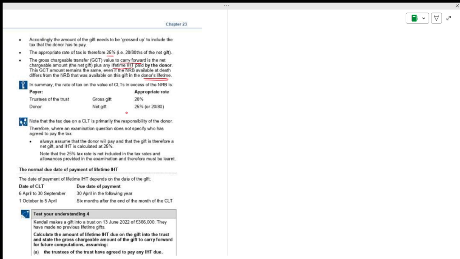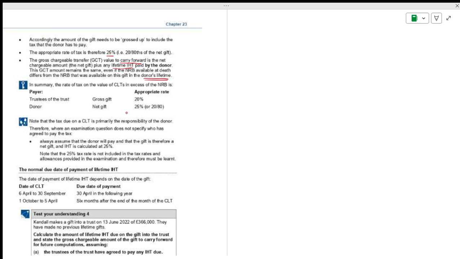Note that the tax due on the CLT is primarily the responsibility of the donor. Therefore, where the examination question does not specify who has agreed to pay the tax, note that tax due on the CLT is primary to the responsibility of the donor. Always assume that the donor will pay, and that is a net gift, and that is 25%.